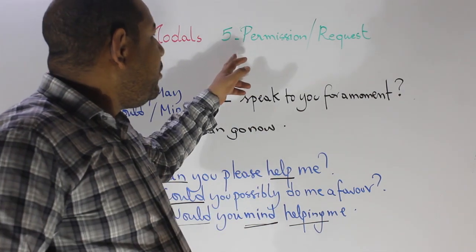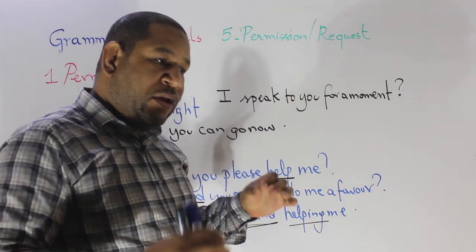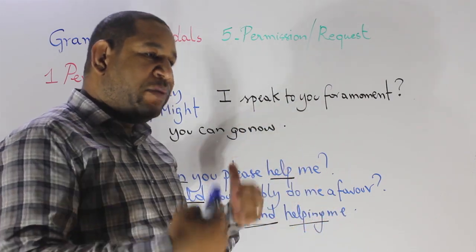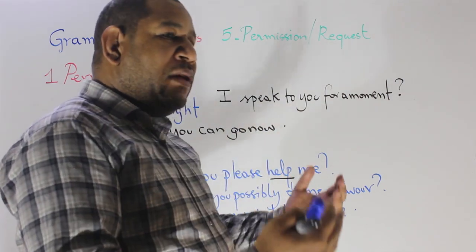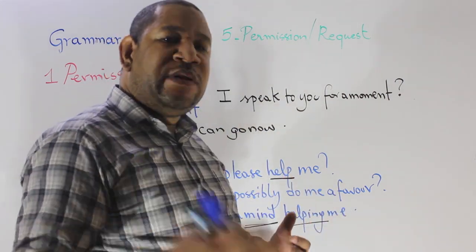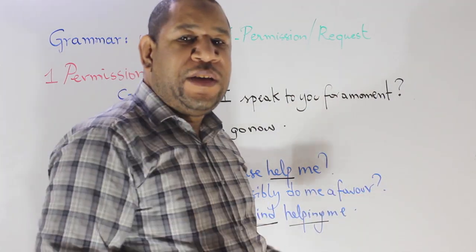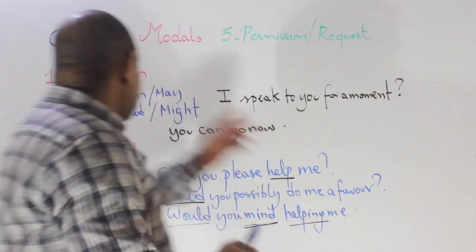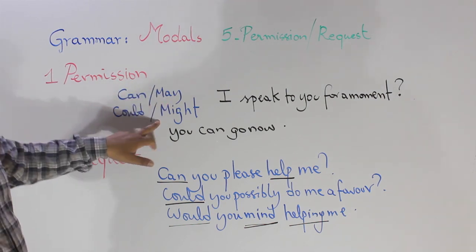Now we move to number 5. We have permission and request. Permission is when you ask somebody to grant you the permission to do something. You ask somebody that he or she accepts that you do something. That's permission. And a request is when you simply ask somebody a favor. You ask them to do something for you. So for permission we can use can, may, could, or might.